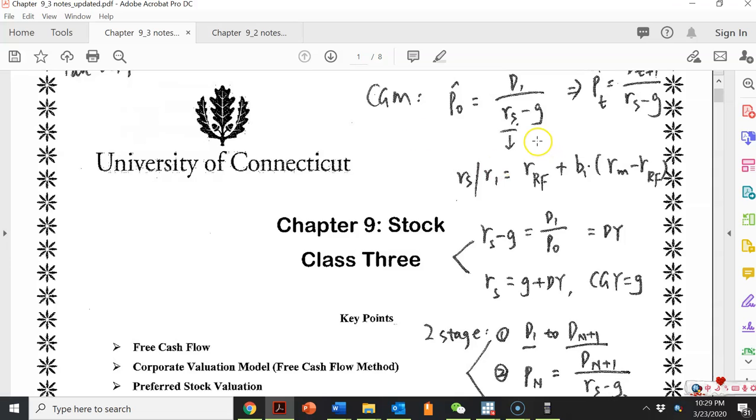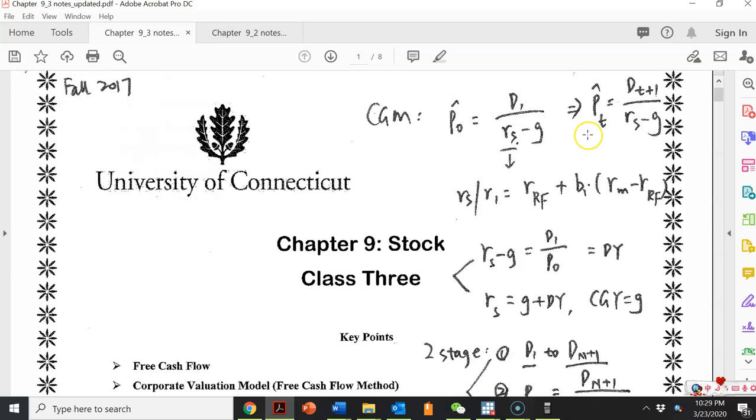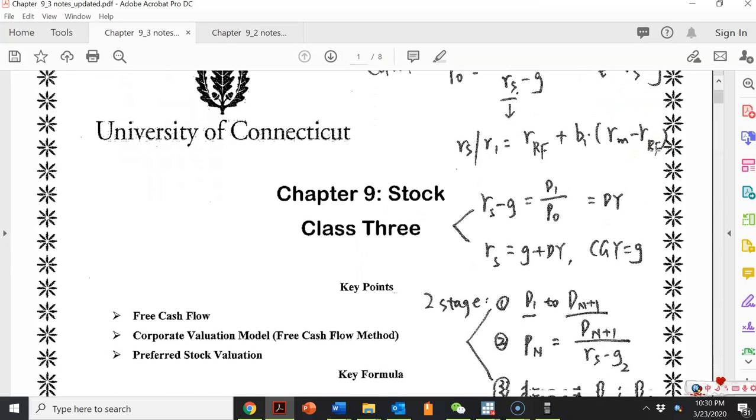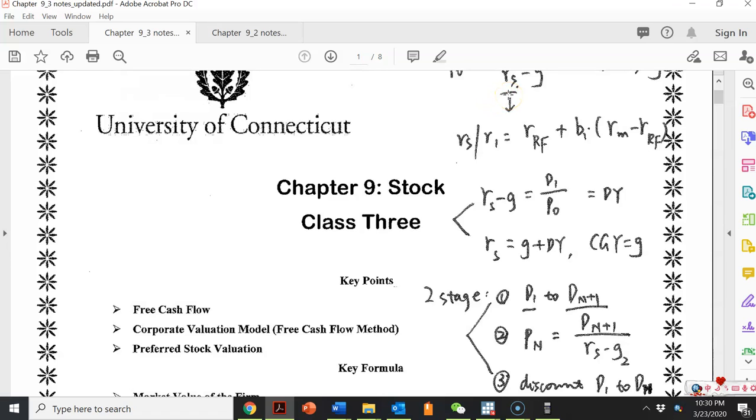If we have a constant growth rate of g all the time for the firm, then we can use D1 over Rs minus g to get the stock price. And for Pt, it is Dt plus 1 over Rs minus g. This discount rate Rs is also Ri in the CAPM model, so it's the risk-free rate plus beta multiplied by RM minus RRF.